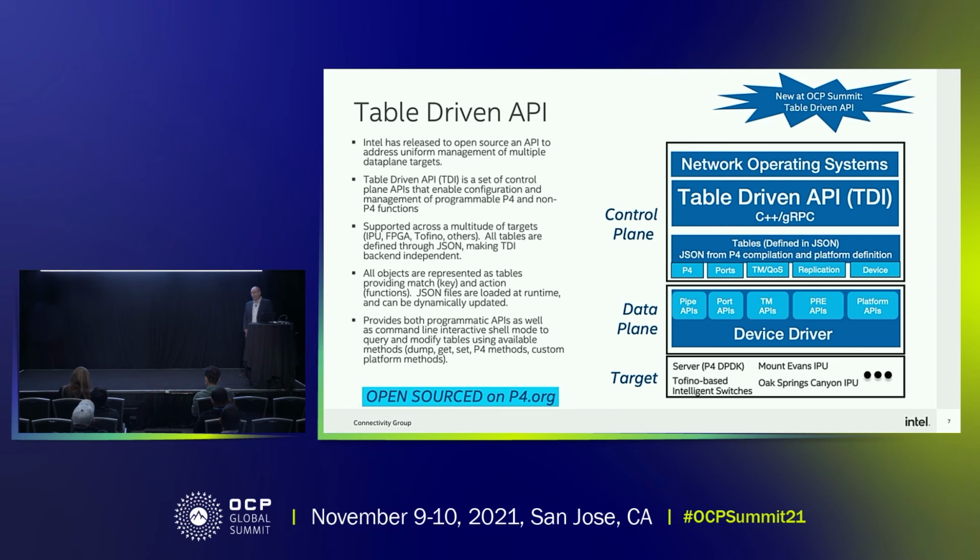It's based on JSON, so it's backend independent, target independent. So what you see here, all objects are represented as tables with match action functionality. Everything is loaded at runtime and configurable from a runtime perspective. So this is something that we've open sourced today into p4.org. And once again, another way for Intel to help us realize that vision of multiple programmable data planes for the Intel Intelligent Fabric.